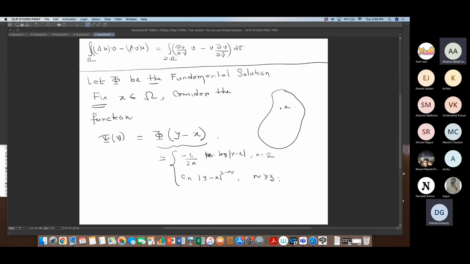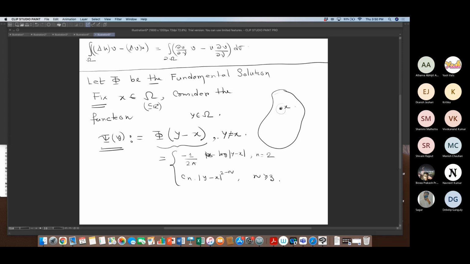Yes. This is just a function I have written down, because omega is a subset of Rn. And where is the singularity of this function phi? This function is not defined for y equal to x. I define this function psi of y for y in omega and y not equal to x, which is nothing but phi translated by x, and x is a fixed point in omega. So the only problem is at y equal to x. Over all other points, this function is well defined. Okay, is that clear?